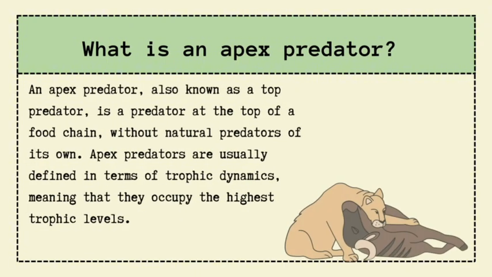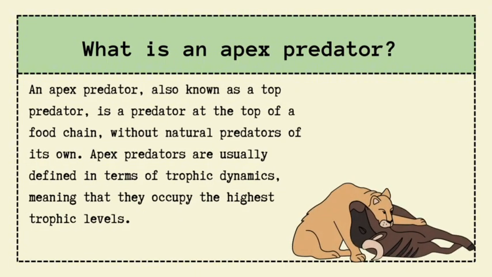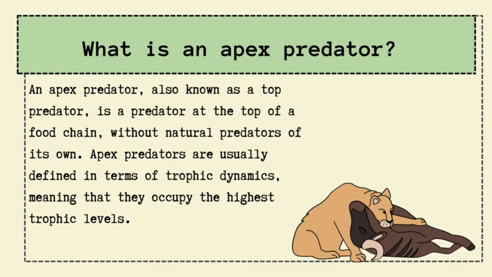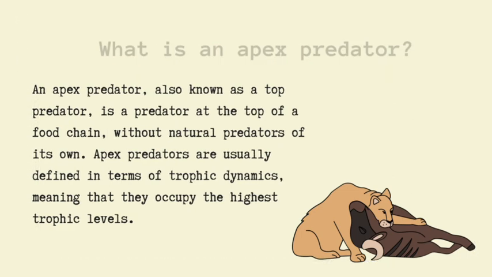Finally, what is an apex predator? Apex predators are known as the top predator in the food pyramid. They don't have any natural predators of their own, and they occupy the highest trophic level.